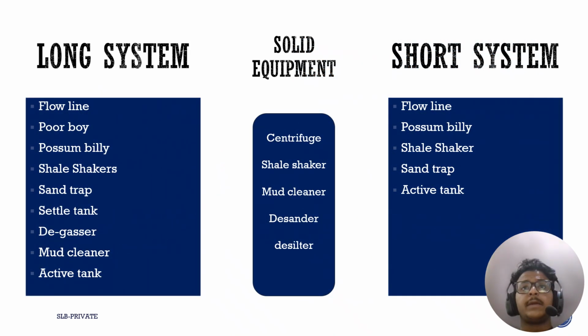As you can see here, long system, short system. Long system is used when having a lot of cuttings and a lot of gases. We use it to separate and minimize the cuttings there. If not, we use the short system. Also, we have the solid equipment: centrifuge, shale shaker, mud cleaner, desander, and desilter. Also used to separate mud and gases.